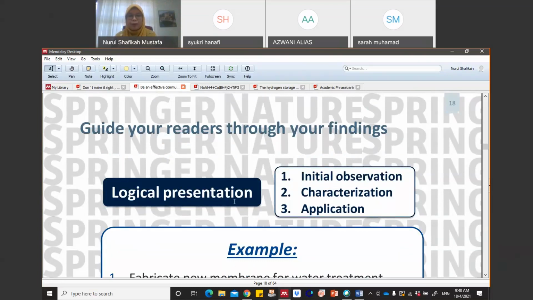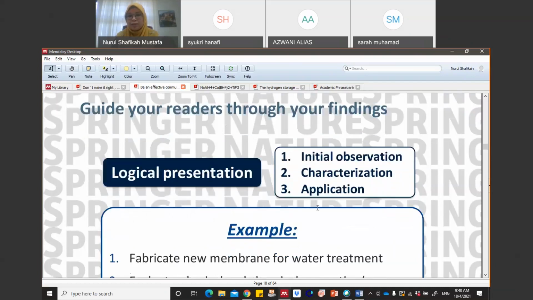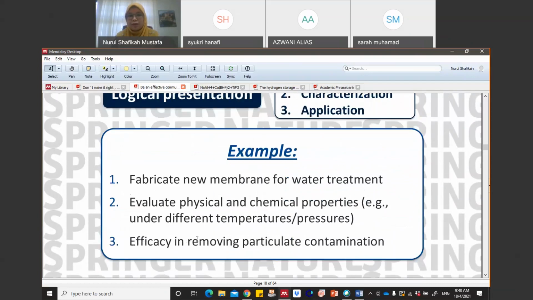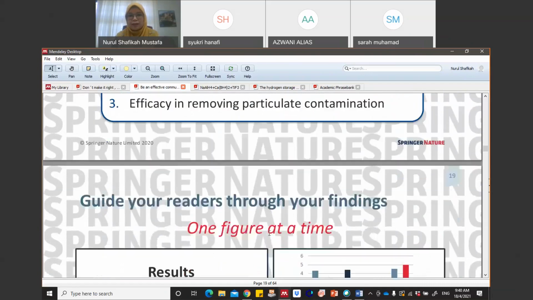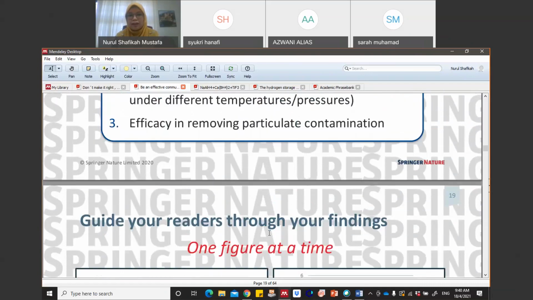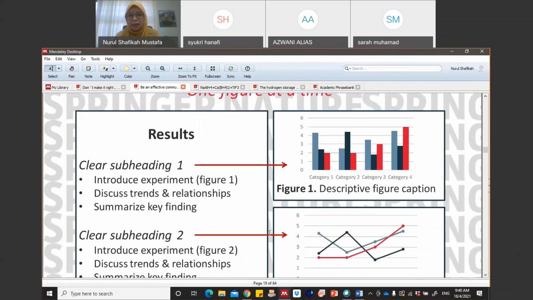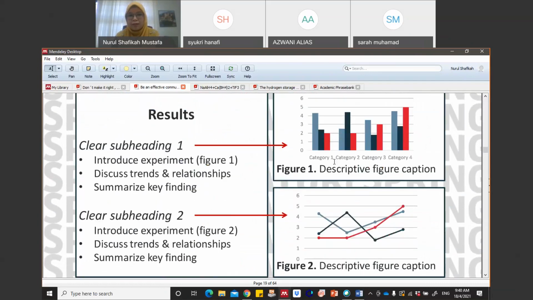So logical. So first apa, initial observation, what characterization and application. For example here, fabricate new membrane, and then kita nak evaluate apa, and then nak tahu application apa kat sini. Okay, guide your reader through your findings. So one figure at a time. Okay, for example here, daripada satu figure tu, first you kena letak figure, and then you must introduce about your figure first. Baru you discuss the trends and relationship inside your figure tu.